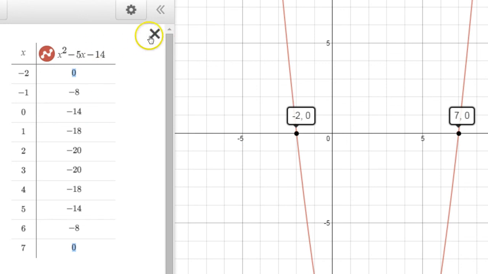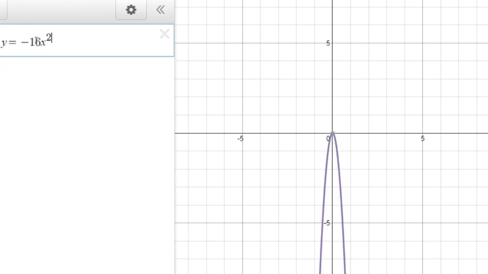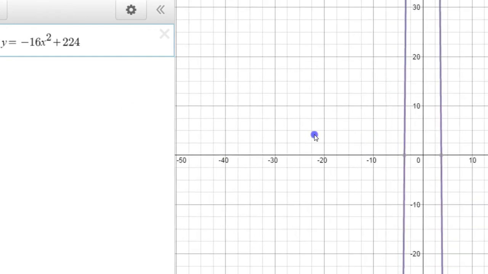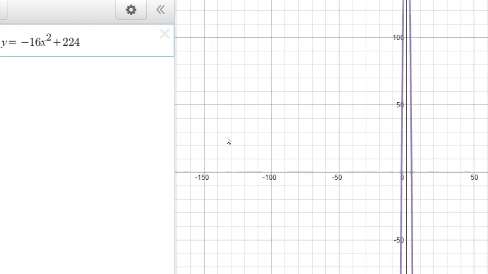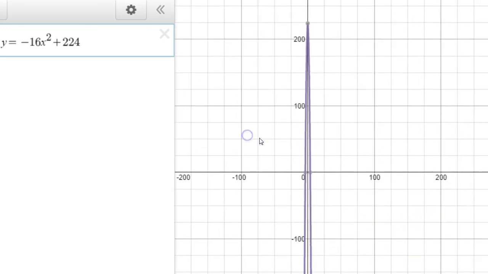Now when using this, you can actually graph some really cool measurements. So -16x squared plus 224. Quadratic. Kind of have to zoom out a little bit. So let's make our x table. Our y-axis is good, so let's make that a step of like 1.